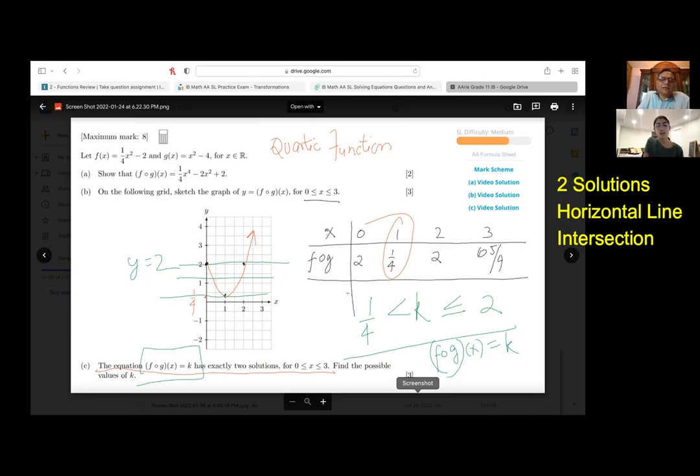In this case, the horizontal line should cut the graph at 2 points. So for a y value greater than 1/4, it will cut at 2 points. At 1/4, it will cut only at 1 point, so that is not a part of the solution. Okay, that becomes the k value. Good question. Did you understand the concept?